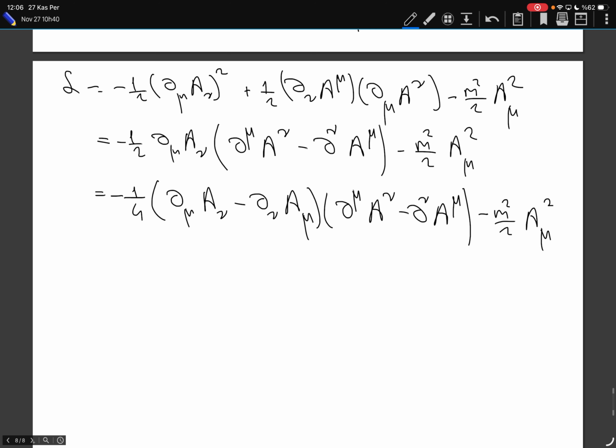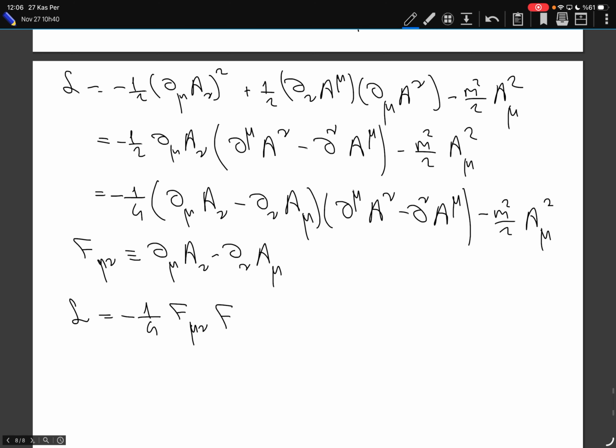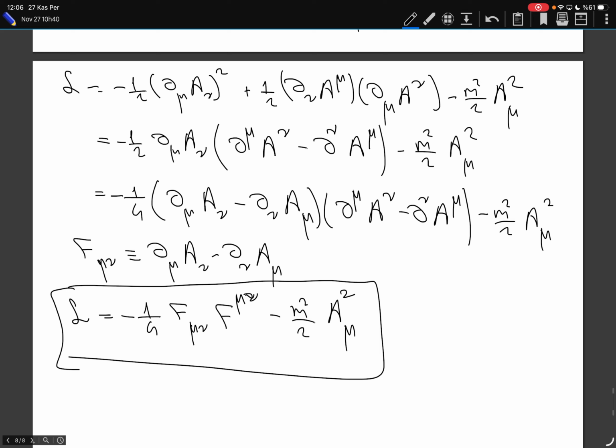I will define some new quantity F mu nu as del mu A nu minus del nu A mu. In terms of this newly defined quantity, my Lagrangian is minus 1 over 4 F mu nu squared minus m squared over 2 A mu squared. This is called the Proca Lagrangian. What does it mean, Proca? The name of the guy.